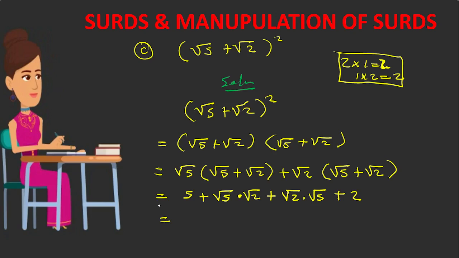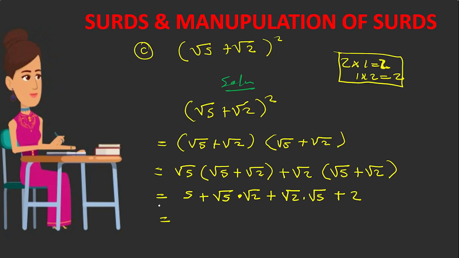Florence, are you clear? Understood, sir. Alright, good. So then you say 5 plus 2 is simply 7, and then this one inside, it is 5 times 2, it is 10. Even that one will be 2 times 5, it is 10. So in short, you are having plus square root 10 plus square root 10. So when you work out that, it's going to give you 7 plus 2 square root 10.